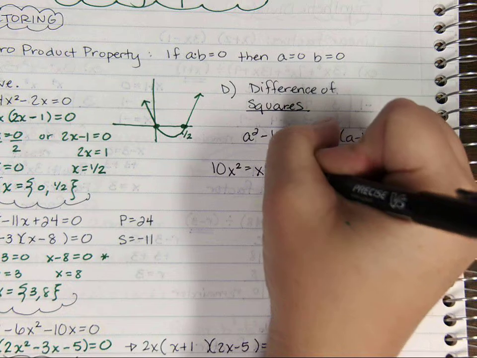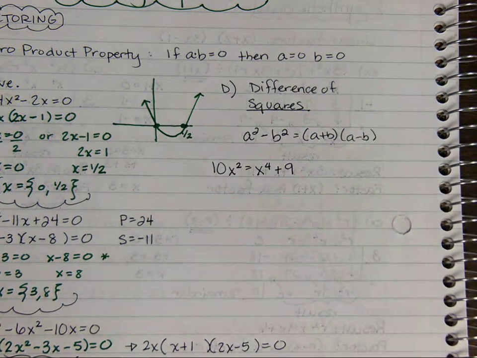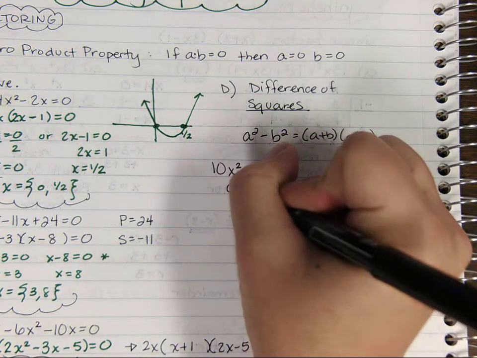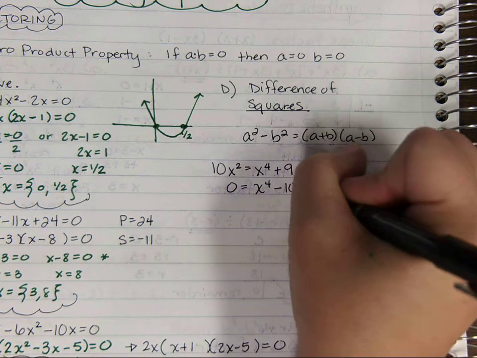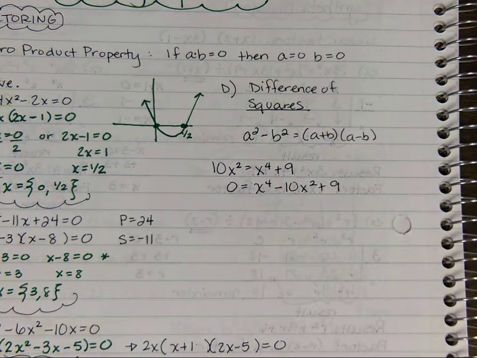And again, most of the examples that I'm doing are what they look like for your homework. So now you've got terms on both sides. Your first goal is to put all of the terms on one side and put this in descending order. So I'm going to put the 0 on the left side, and I'm going to move my 10x squared to the other side, which changes its sign. And I have x to the fourth minus 10x squared plus 9.